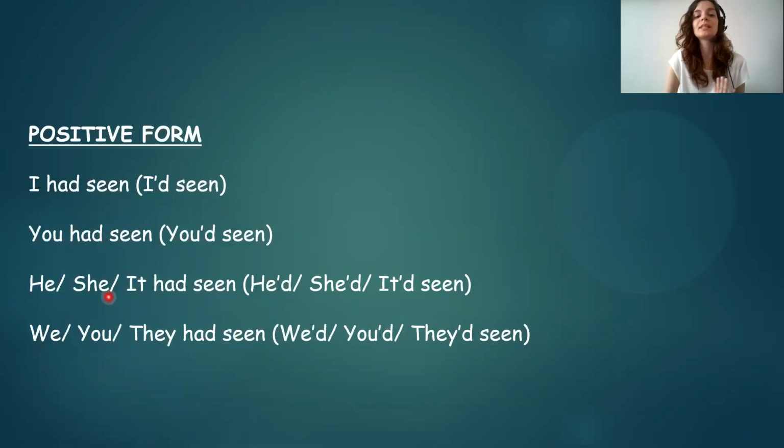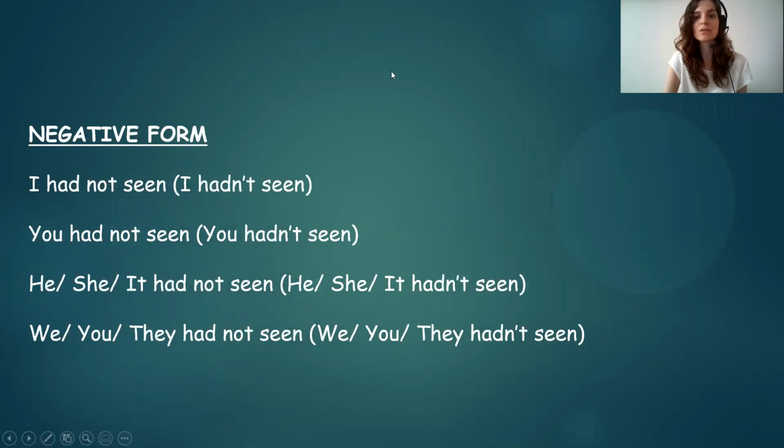Or again, he, she, it had seen, or he'd, she'd, it'd seen, right? Or we, you, they had seen, we'd, you'd, they'd seen, right? So the form is always in this way. So I think it's pretty simple, pretty straightforward.